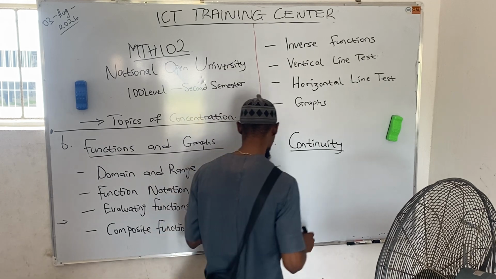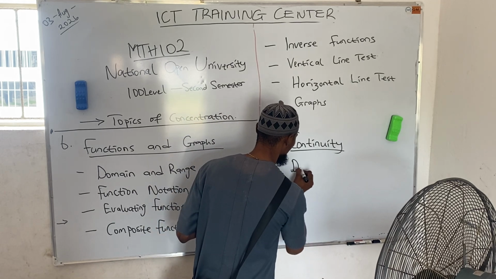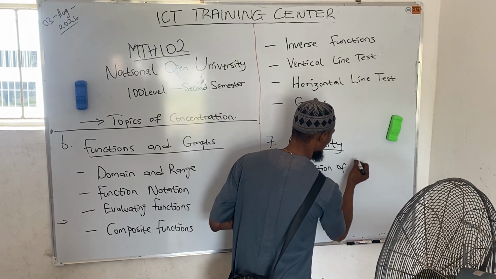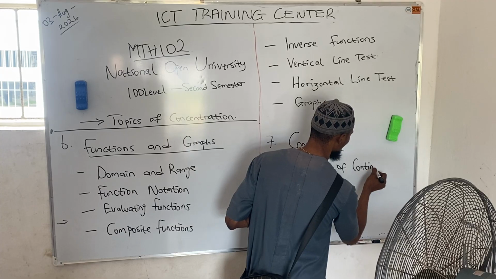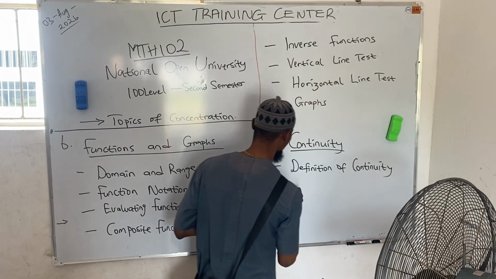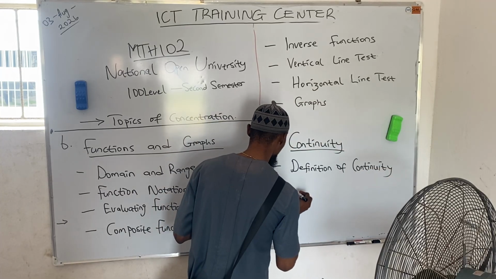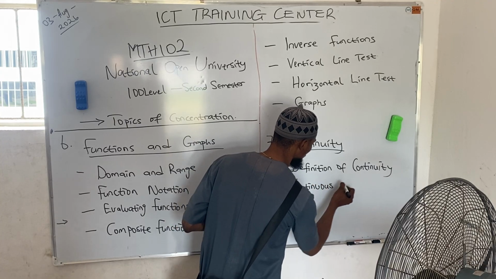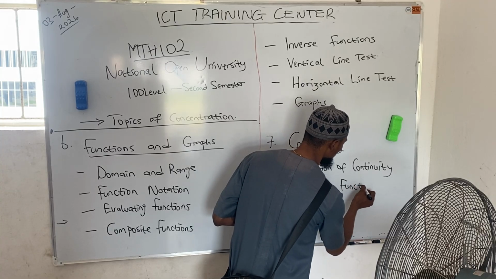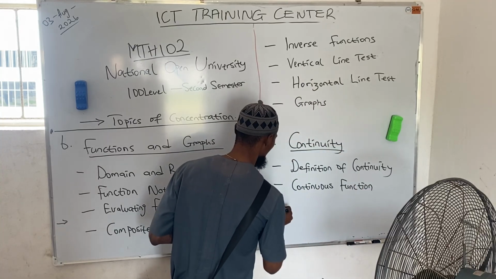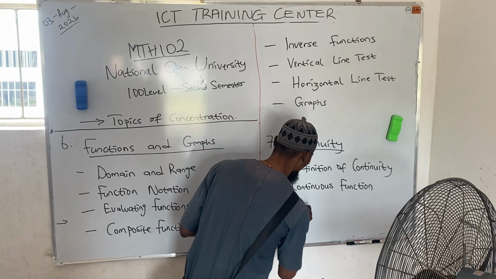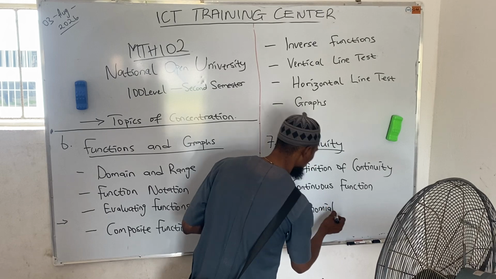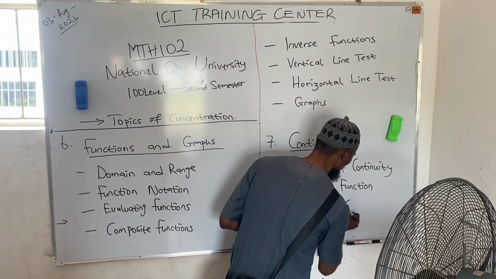Here we have the definition of continuity. The next one here is continuous function, okay? And the third one here is polynomial continuity, okay?